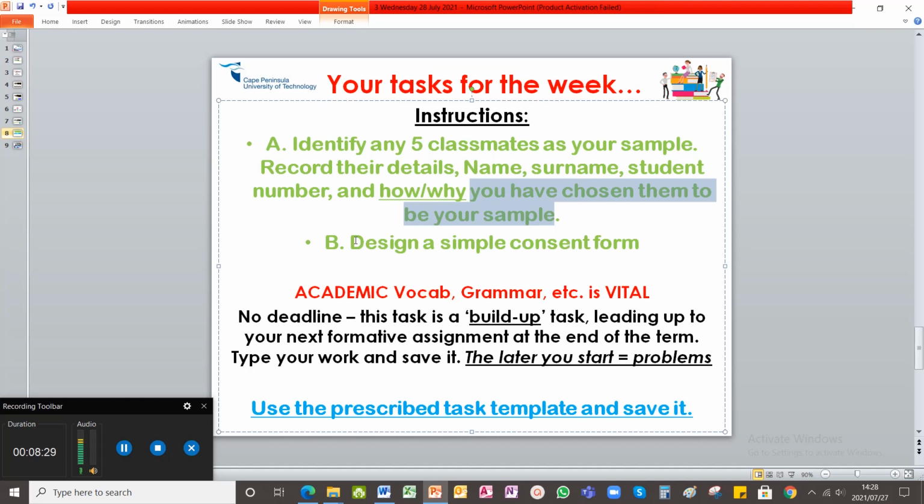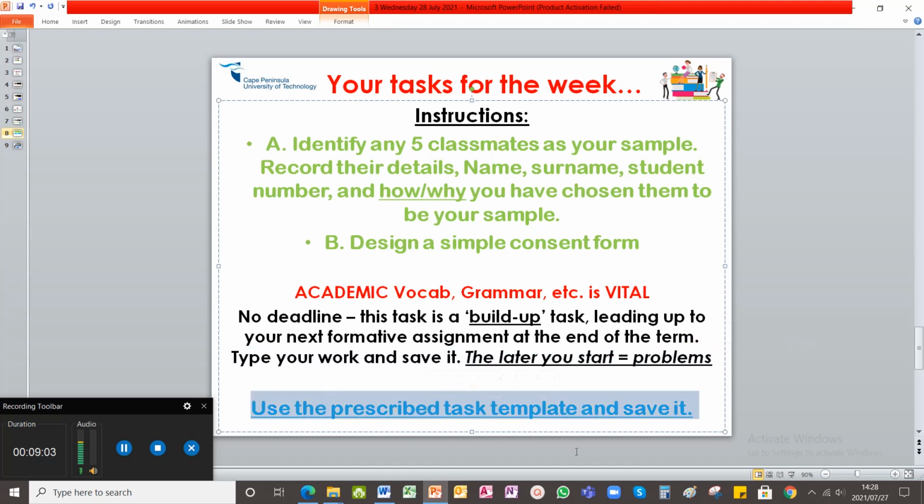Then part 2, you have to design a simple consent form. Now you don't need to design it from scratch. I will provide you with a template. And again, there's no deadline for this, but it would be great if you complete it before the next lesson, which is next week, Wednesday. This is a build-up task leading up to your final formative assessment at the end of the term. You have to type your work and save it. Remember, the later you start with your work or the later you leave it for, that equals problems.